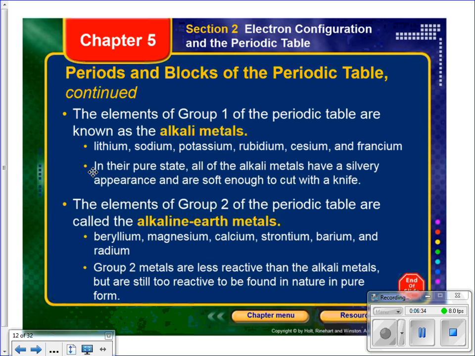Group 2, these are the alkaline earth metals. Most of these can be found in the upper crust of Earth's soil. Most of them are not soluble in water. A lot of them are very common, so you'll notice that they are minerals and nutrients that we need in our regular diet.